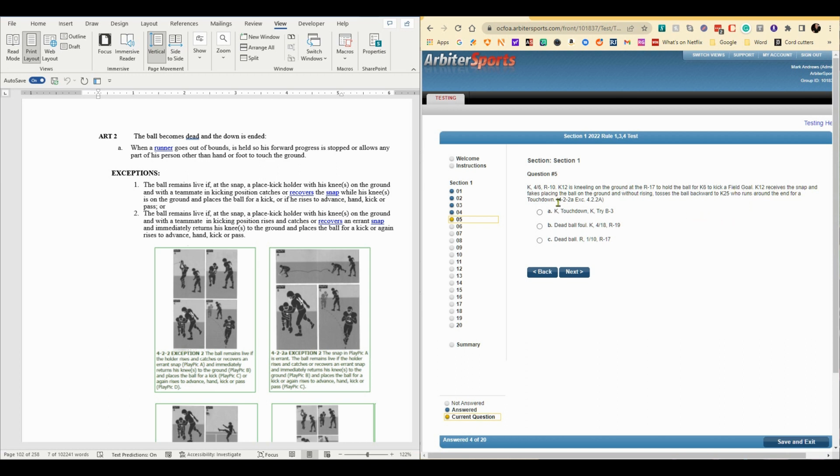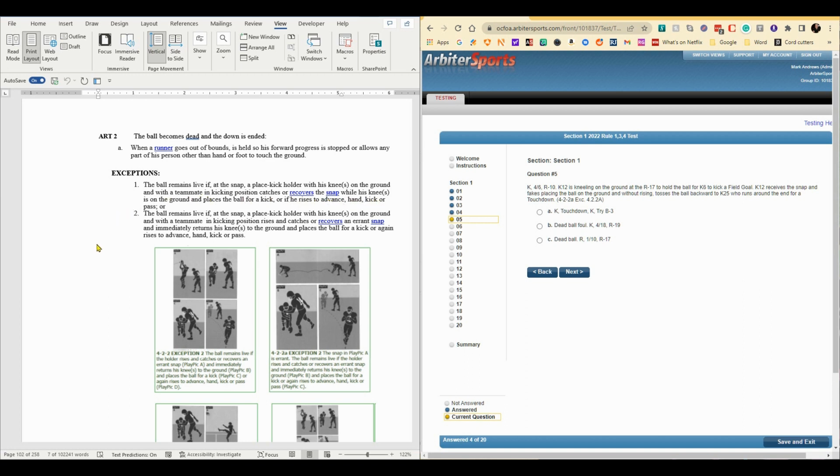And the rule reference is 4-2-2-a, and this is a very important rule. The ball becomes dead and the down is ended when a runner goes out of bounds, is held so his forward progress is stopped, or allows any part of his person other than a hand or foot to touch the ground. Now, we have an exception for the place kick holder with his knee on the ground and with a teammate in kicking position. He catches or recovers the snap while his knee is on the ground and places the ball for a kick, or if he rises to advance, hand or kick or pass.